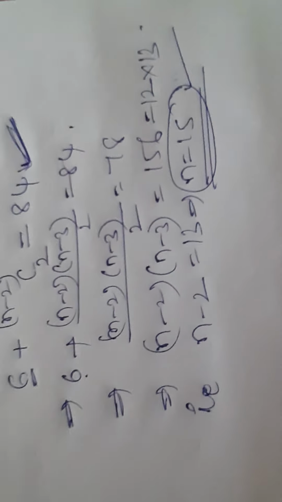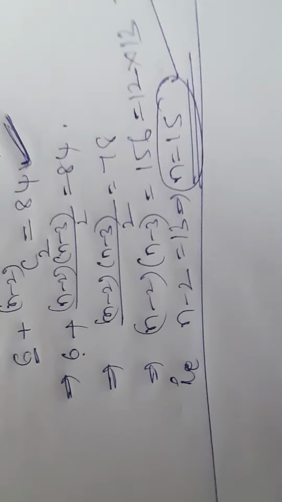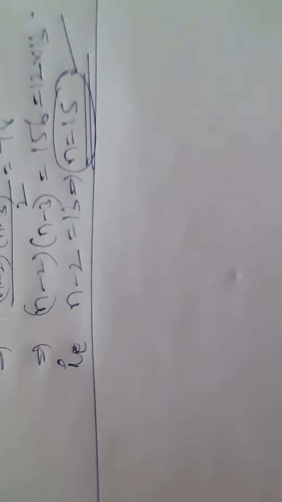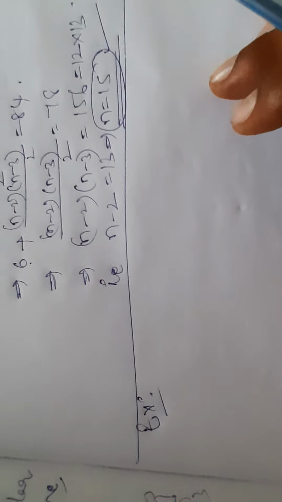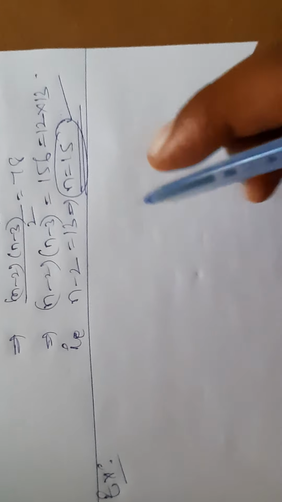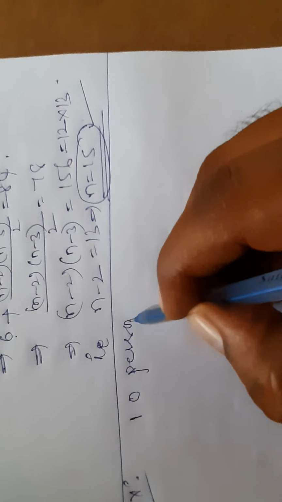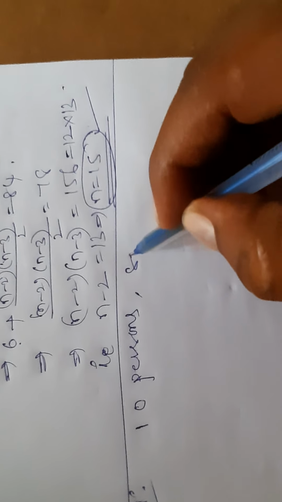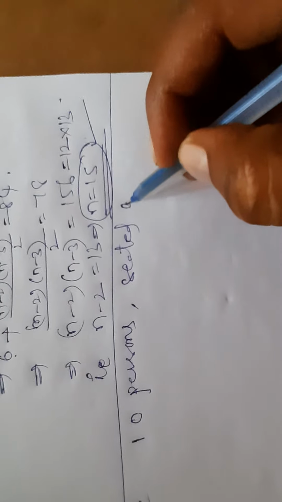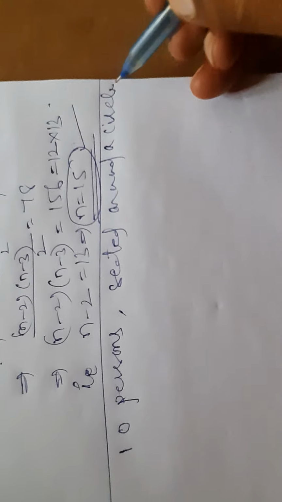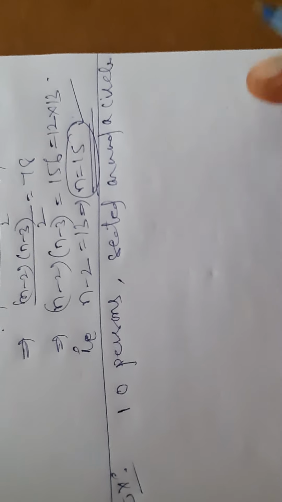Okay. Next, one more example I will explain here. Next example. Here it is a bit: 10 persons are seated around a circle. 10 persons are there. They are sitting around a circle.